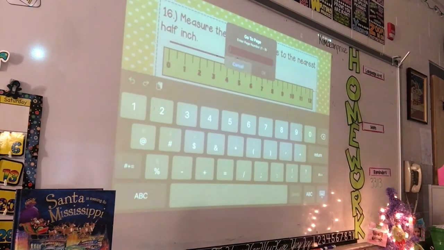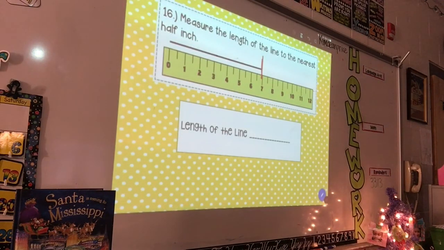So somebody tell me how many were on 6.5? 2. How many were on 7? 1. How many were on 7.5? 0. Good. 8. 1. 8.5. 1. 9. 1. 9.5. 1. Woo, we got a lot of ones. 10. 0. 10.5. 0. 11. 0. 11.5. 1. All right, good.